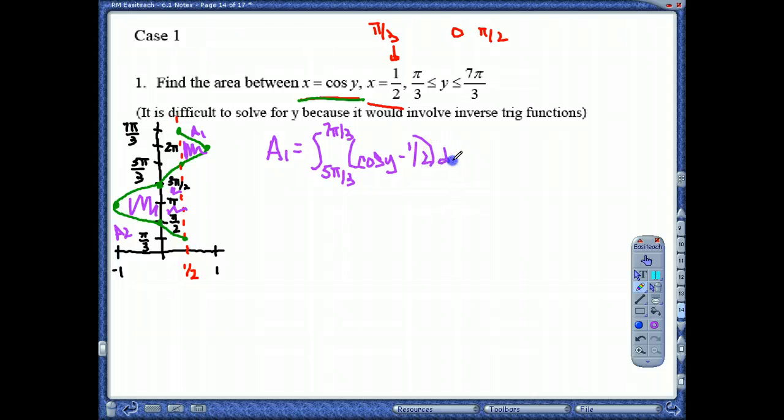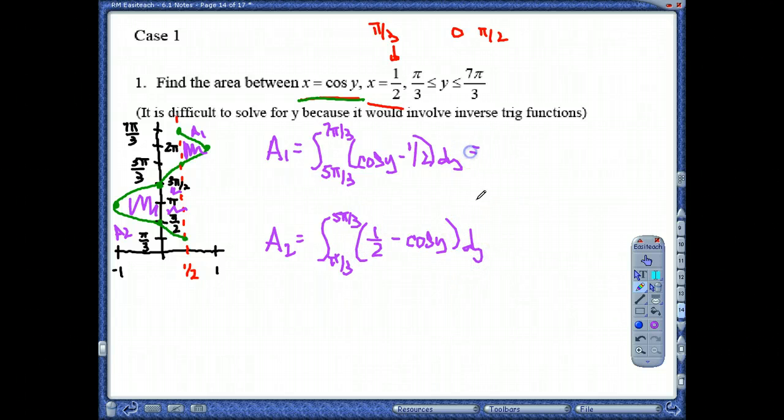We are in terms of y, so it has to be dy. So just check your integral. Is it all in terms of y? Are these limits the y coordinate? Do you have y in your integral? Do you have a dy? Okay, so you want to make sure that you have those. Now, area 2, we are going from pi over 3 to 5 pi over 3. This time, it's the 1/2 that comes first and the cosine that comes second. I still have to have that dy.